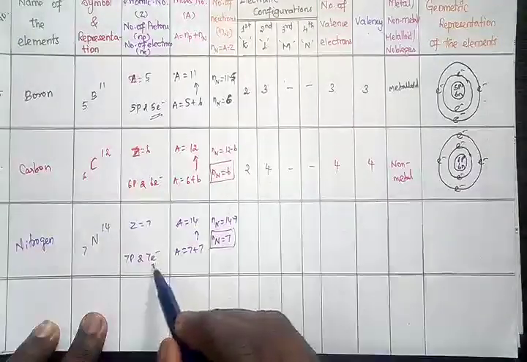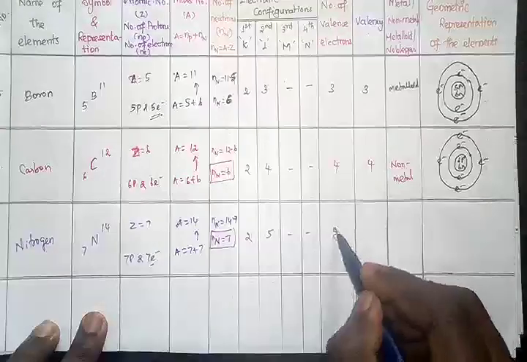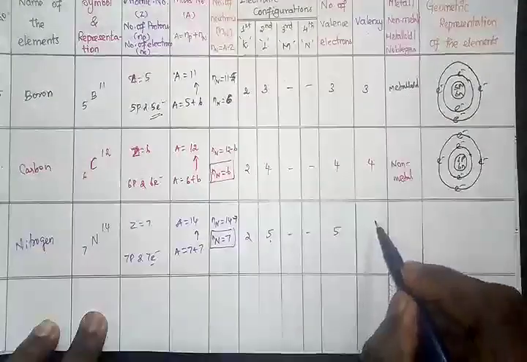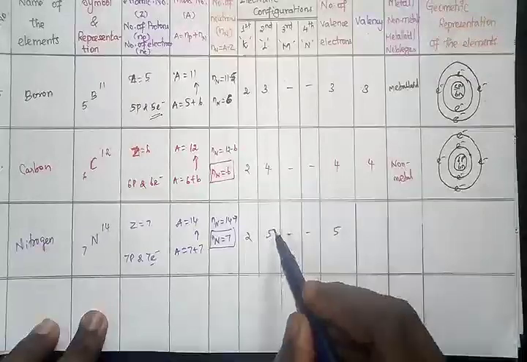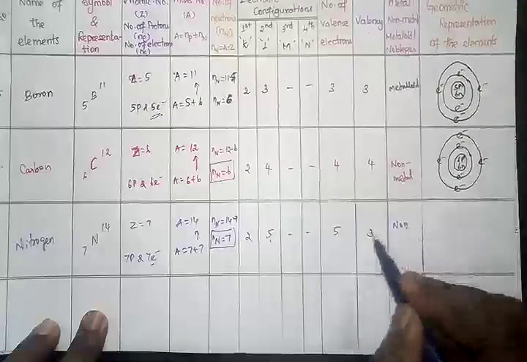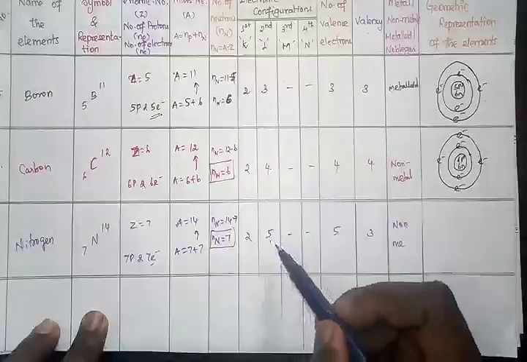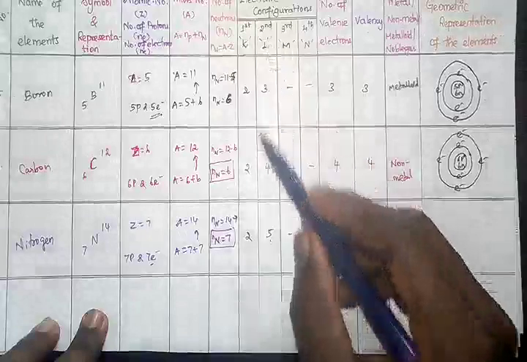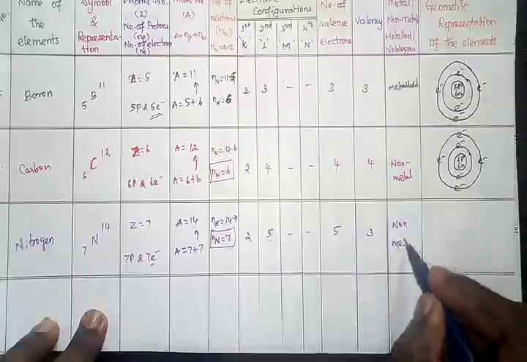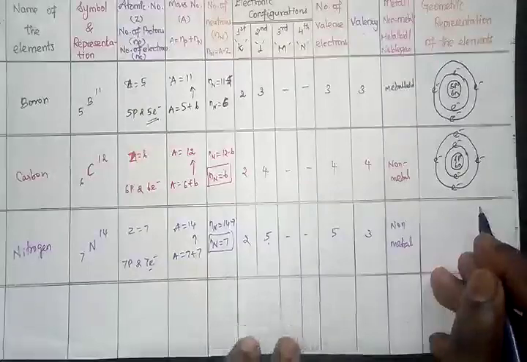Electronic configuration: we have 7 electrons, 2 comma 5, and the other shells are empty. The last shell has 5 electrons. Gaining 3 electrons is an easier process than losing 5, so the valency is 3, and it is also a non-metal, because more than 3 is a non-metal. When any element has more than 3 valence electrons, it belongs to non-metals. If it has the maximum capacity of 8, that is a noble gas.